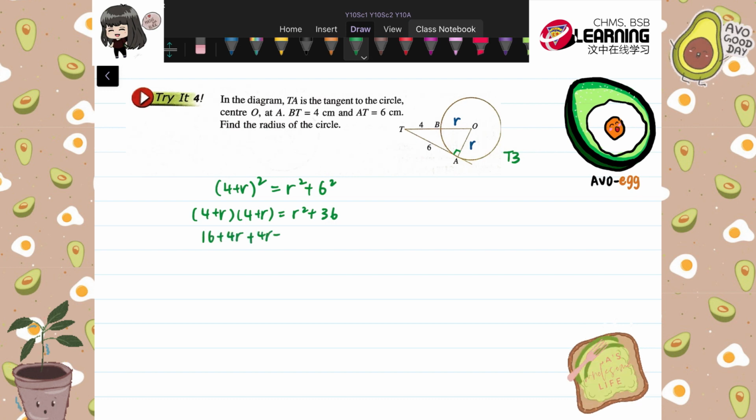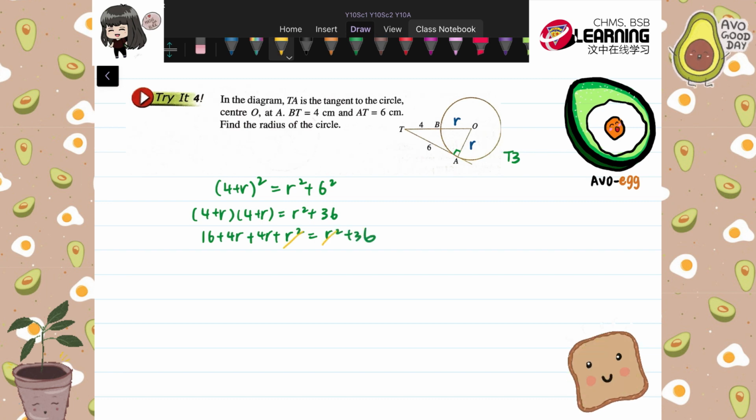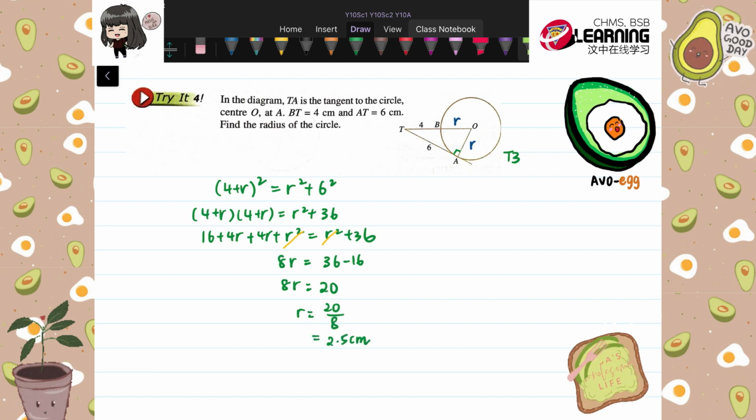You can try to do by your own. Okay, and then you compare with mine. R square, okay, cancel, because when you move over there, minus, so no more also, right? So this one is 8r. So r equals to 20 divided by 8 is 2.5 cm. Okay, that's it. So your radius is 2.5 cm.